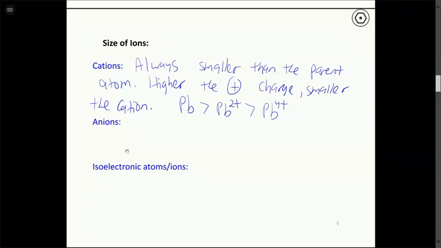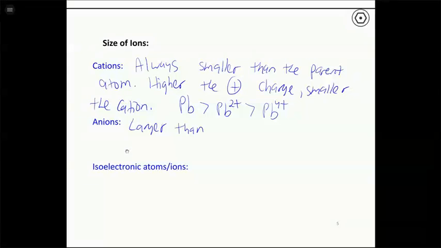So as you remove more and more electrons, you're going to get smaller and smaller cations. Anions is the opposite story. You add electrons to the outermost subshell, so they're going to be larger. Now this is not because we're adding electrons to new subshells. Remember that when we form anions, we're adding electrons to the valence subshell.